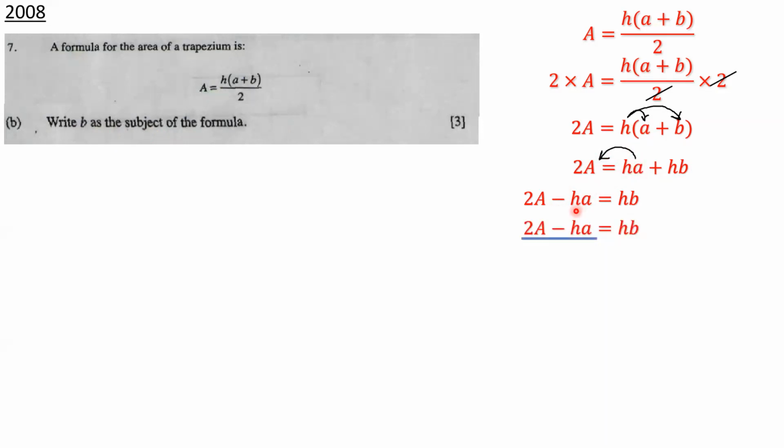We divide both sides by H. The reason why we want to divide both sides by H is because I want to get rid of this H, and H is connected to the B by multiplication. To get rid of it, we have to do the opposite of multiplication, which is division. And so these two H's cancel out, and we have that B is equal to 2a minus HA all over H. And so that is B written as the subject of the formula.